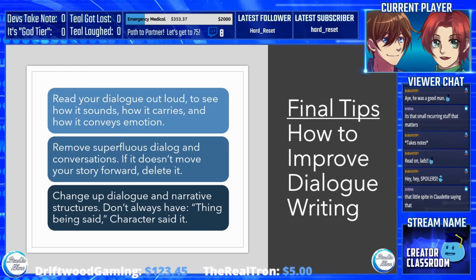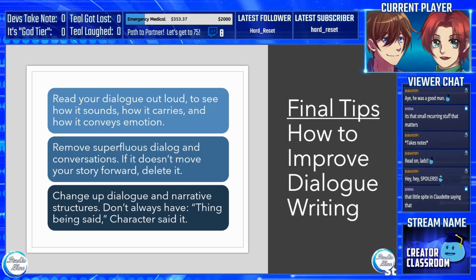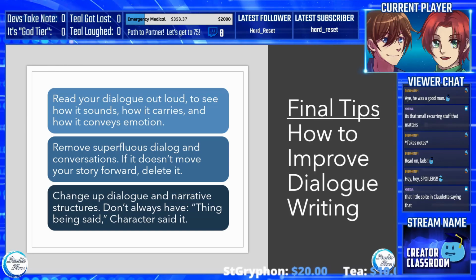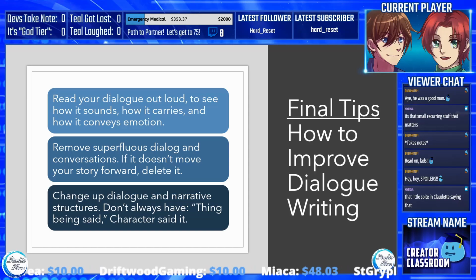Change up dialogue and narrative structures. Don't always have this thing being said, character said it. A lot of people will do that. That's also another obvious novice mistake, where you go, "I want to go to the store," he said. "Why do you want to go to the store?" she asked. "You know, I'm just saying." Dialogue, the person who said the dialogue. Dialogue, the person, it's so boring.